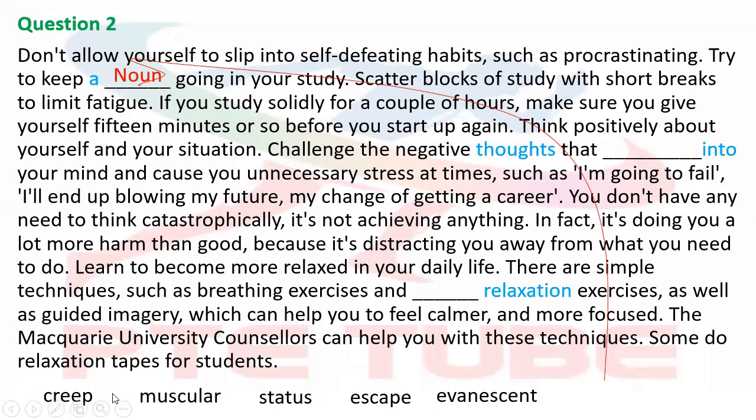Creep. Though it is a verb, I will try with this. Then the other verb I have is escape. Escape into your mind? No, it's something escapes from something, isn't it? So the gas is escaping from the cooker, for example. Escape is a verb, but it doesn't go well with into. Creep is something which spreads slowly. Crack and creep, that is a collocation. Mechanical engineers better know this: crack and creep.